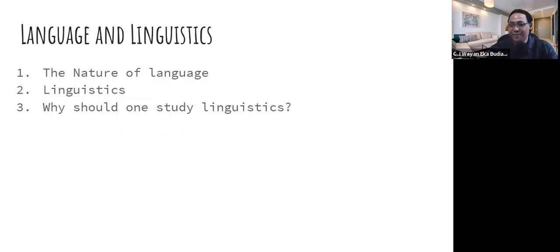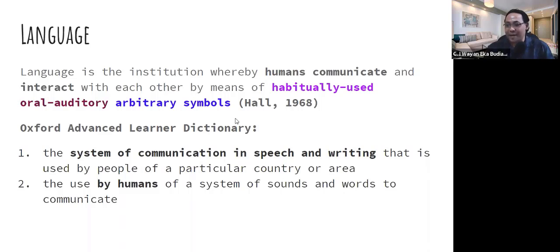The first of all, this is the explanation, the definition of linguistics, or language. Language, according to, I first try to cite from Hall. He is similar to the professor from Germany who always presents about linguistics on YouTube. You can have a look at that later on. So he said that long time ago, in 1968, language is the institution whereby humans communicate.